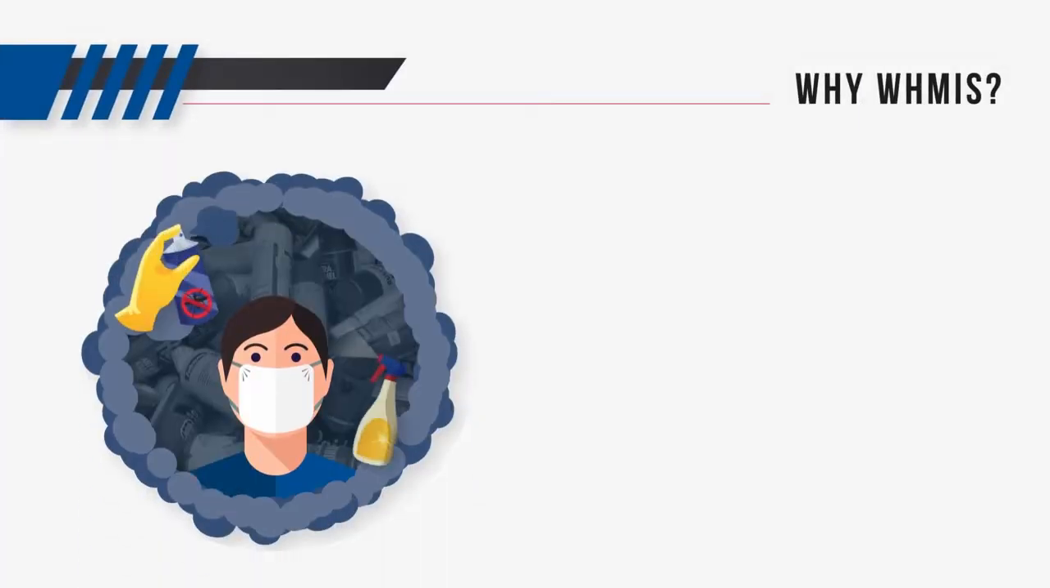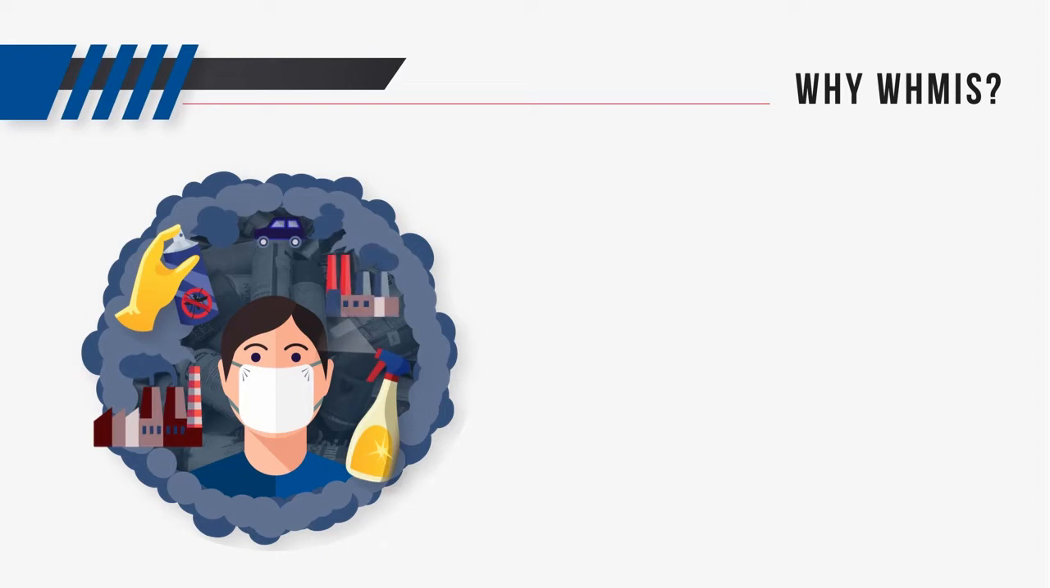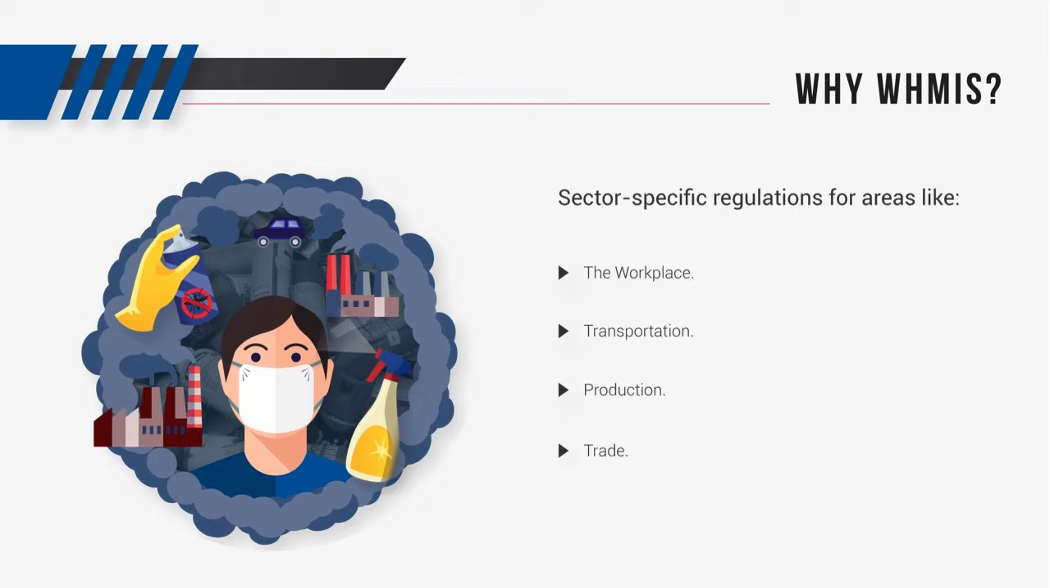Why WHMIS, you ask? Chemicals directly and indirectly affect our lives and are essential to our food, health, and lifestyles. The widespread use of chemicals for so many purposes has resulted in the development of specific regulations for areas like workplace, transportation, production, trade, and consumer products. The hazardous properties of chemicals and their control measures must be readily available to ensure the production, transport, use, and disposal of chemicals to be safely managed.